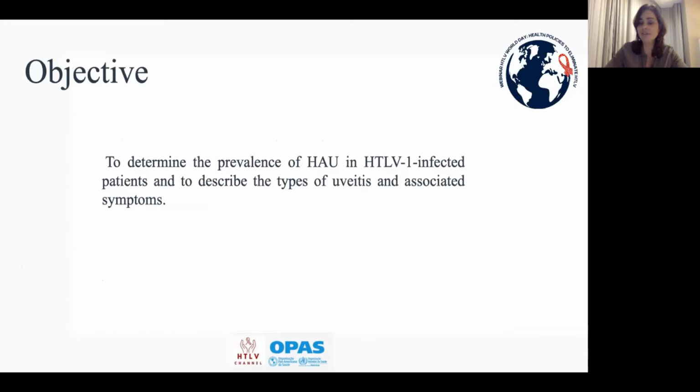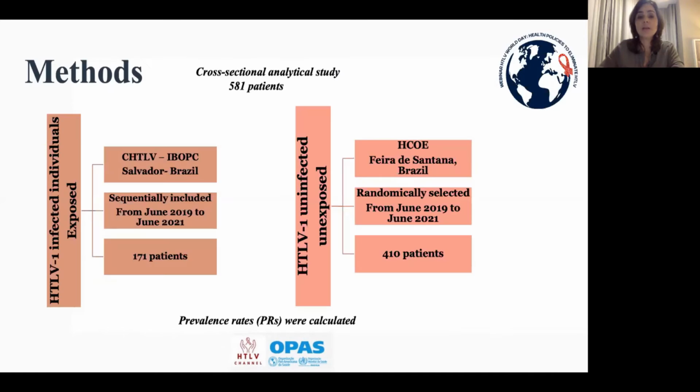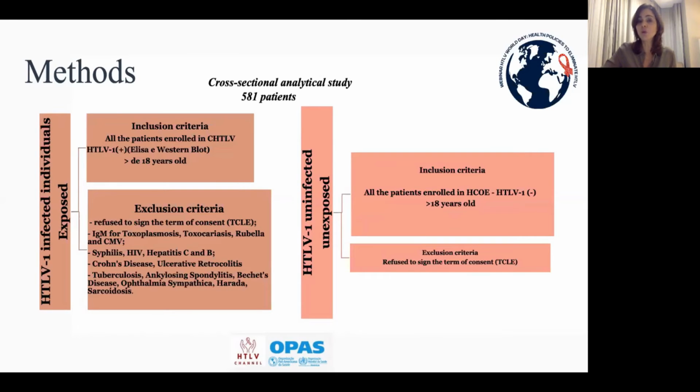The objective of this study is to determine the prevalence of HAU in HTLV-1 infected patients and to describe the types of the uveitis and associated symptoms. This was a cross-sectional analytical study. Medical records of infected and uninfected individuals who underwent ophthalmologic examination for diagnosis of uveitis were analyzed. We adopted this inclusion and exclusion criteria.